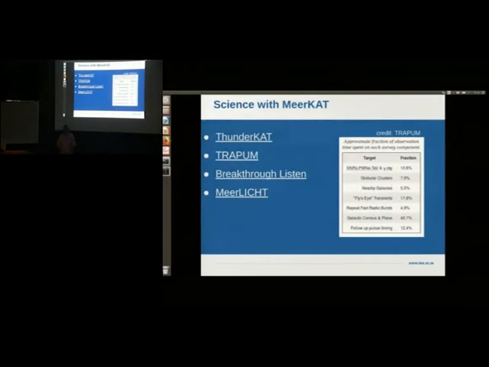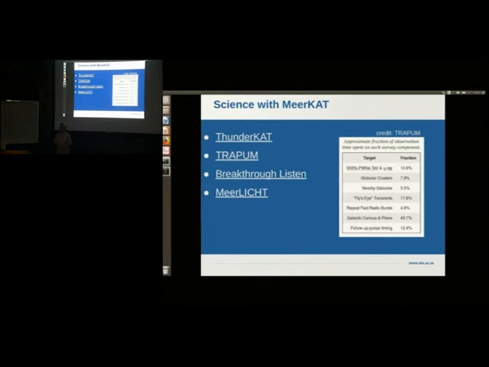So, science with MeerKAT. As I mentioned, we have a lot of large survey projects, of which ThunderCat, TRAPUM, and Breakthrough Listen are a few. MeerLICHT is not MeerKAT science, but I'll tell you a little bit about MeerLICHT, and you will see shortly why. But let's start with ThunderCat.